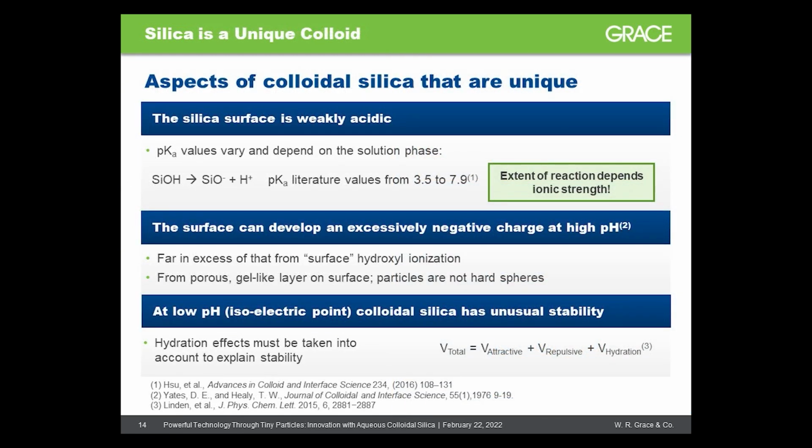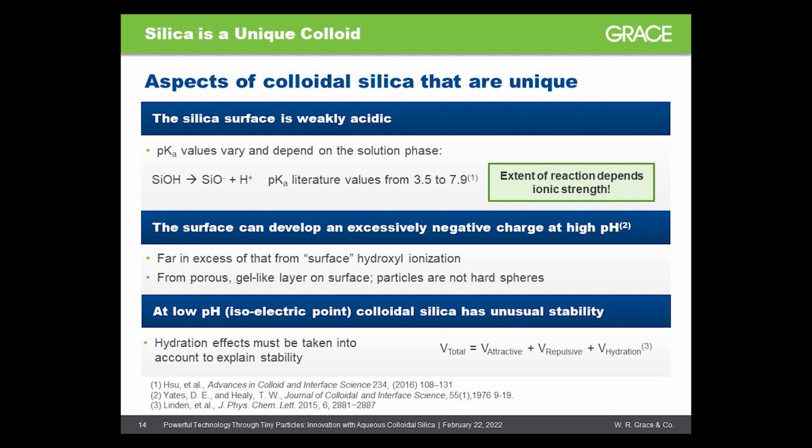Silica is a very unique colloid, however, and some of the properties are not consistent with the simple DLVO model. One issue with the simple chemical model is that there is not good agreement in the literature on the value for the equilibrium constant for the deprotonation reaction. Thus, reported values for pKa, the negative logarithm of the equilibrium constant, range from 3.5 to 7.9. And as might be expected, these values depend on the ionic nature of the solution phase.